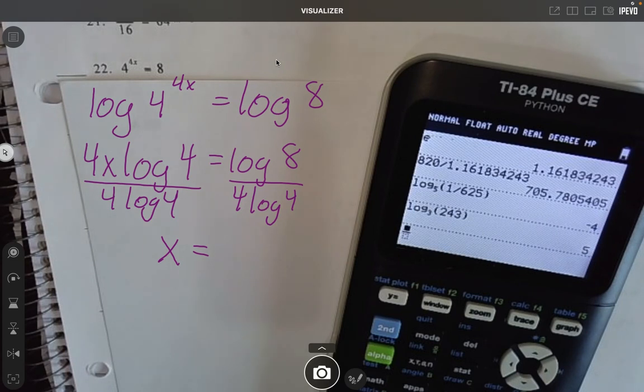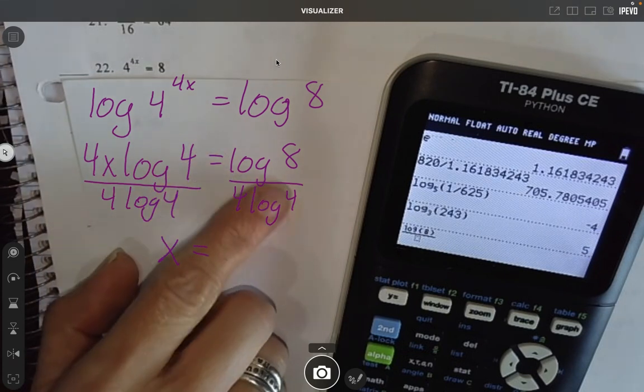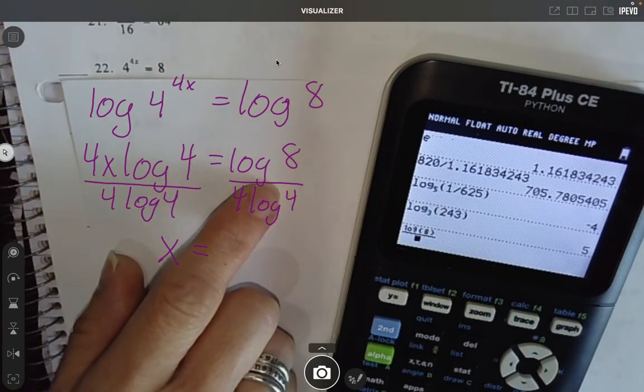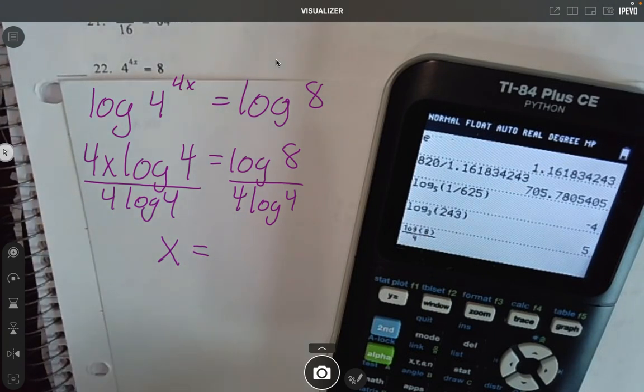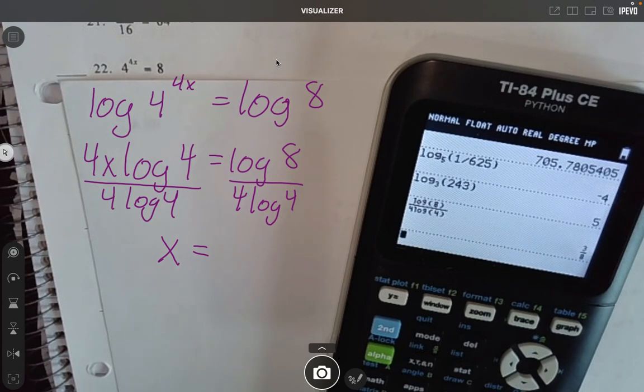Now, what do I type in the top? Log 8. So I'm going to put log 8. I like to close my parentheses. Then what goes in the bottom? How did I get to the log without the 10 again? You just press the log button. Just press log, because it is base 10. If there's no base, then you just press log. Log 8, and then what do I put in the denominator? 4 log 4. And then I press enter, and it actually gives it to me as a fraction.